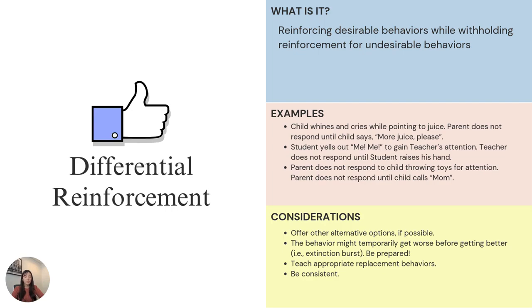So some considerations here, we want to offer other alternative options if possible. We also want to help the child distinguish the way that we respond. We want to make it as clear as possible, and we want to be consistent.